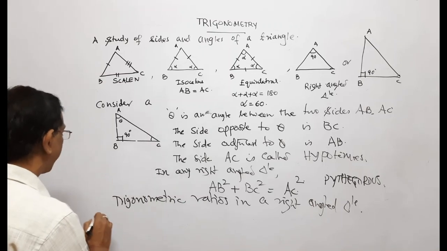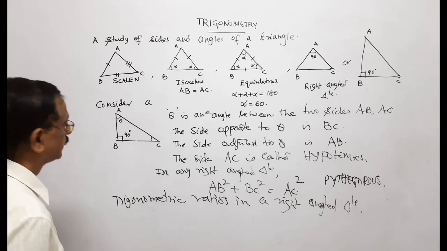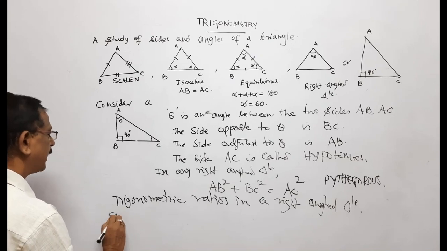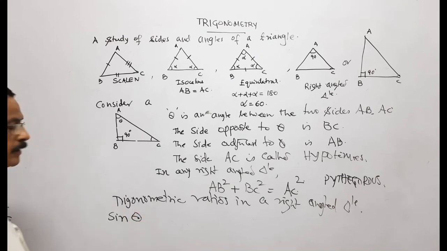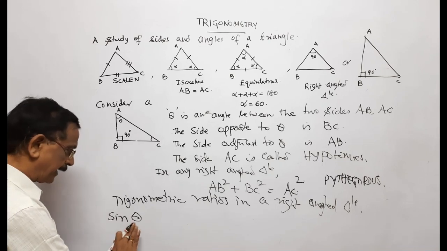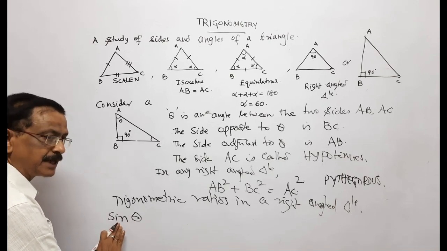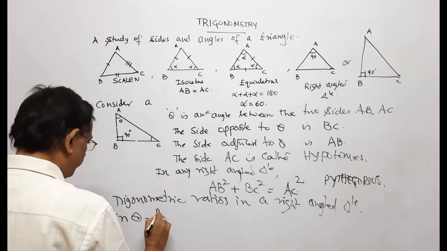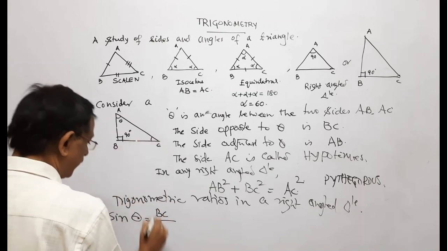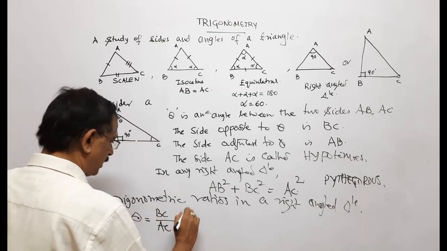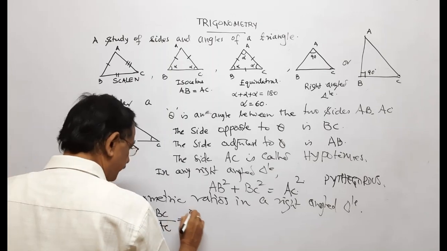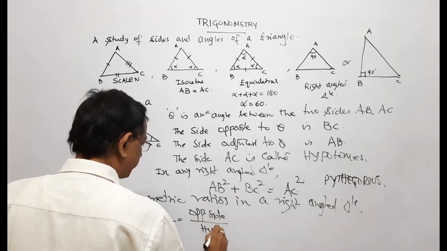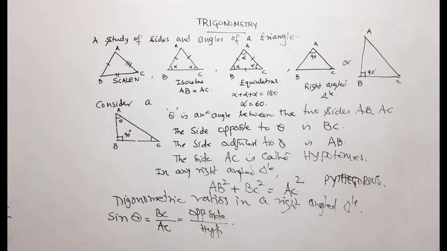So I'm going to define the ratio as follows. Sine of an angle theta. I'm defining sine as a ratio. It is a ratio BC by AC, where BC is opposite to theta. So I can say opposite side by hypotenuse. That's about sine theta.